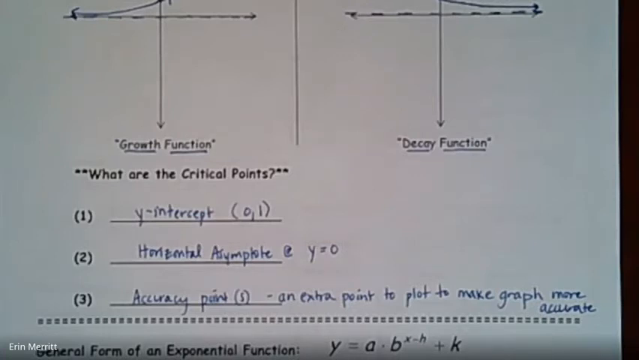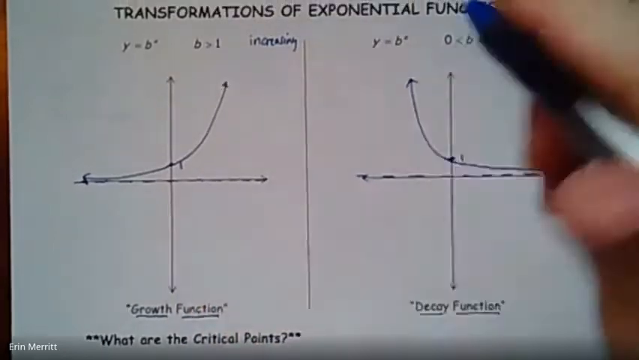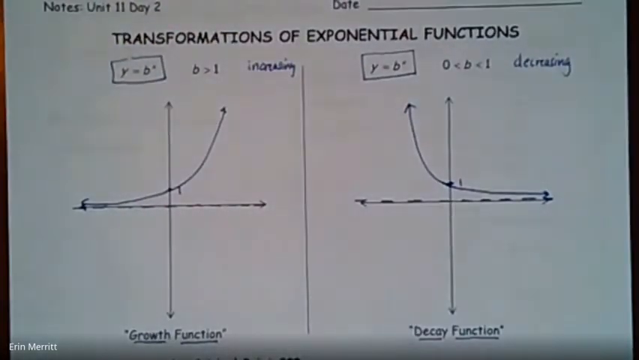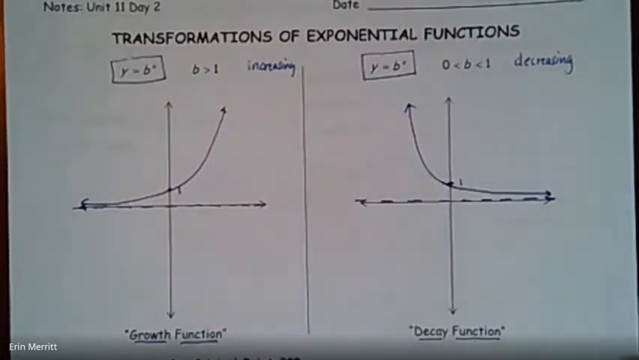Some other little things you'll note is that for the parent function, which is what these ones are, they're the most basic form, y equaling b to the x here. There are no x-intercepts. Once we move it around or transform it, you'll see x-intercepts possibly appear, but it always starts with the y-intercept at 1 and no x-intercept to begin.